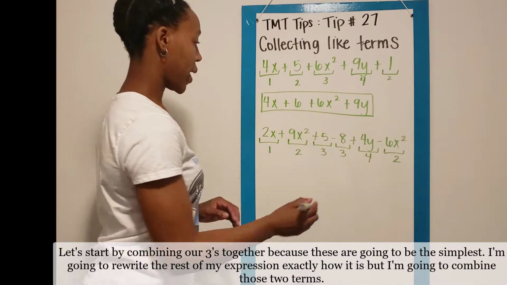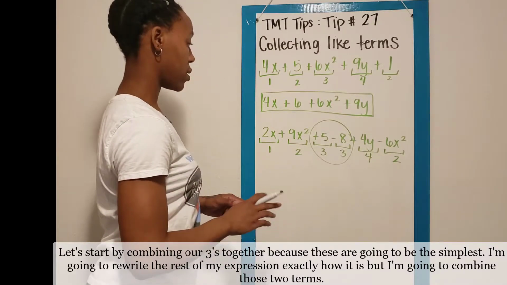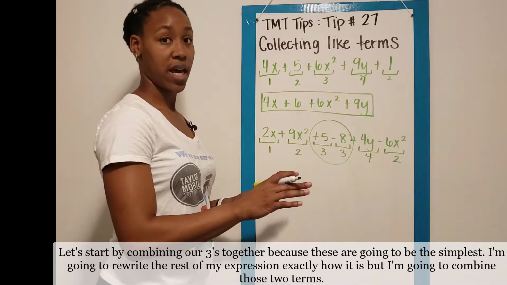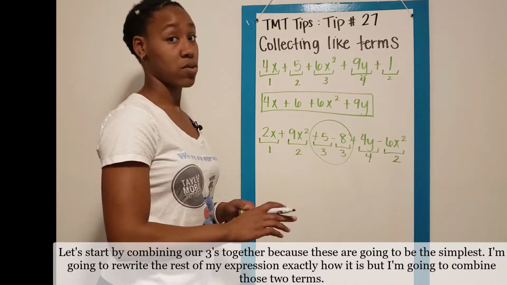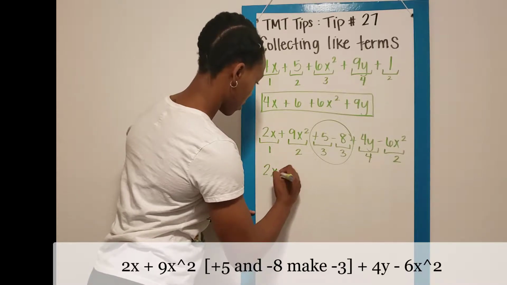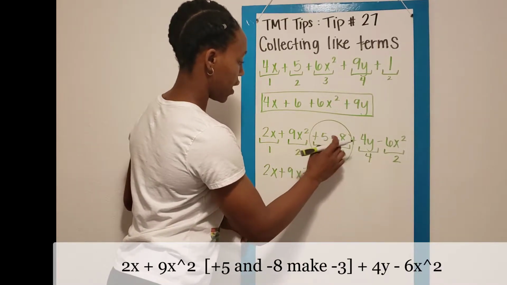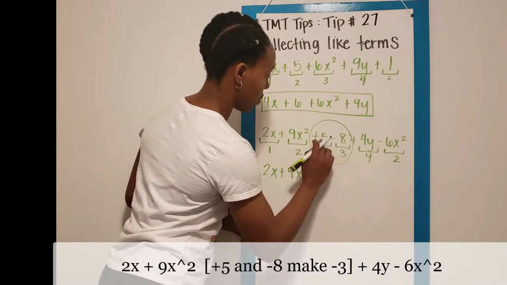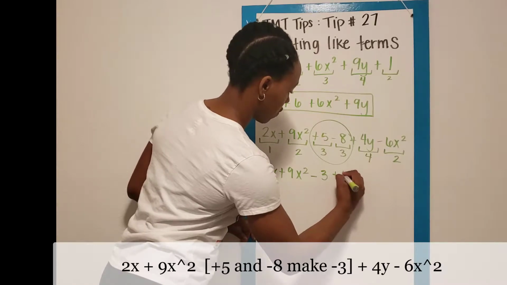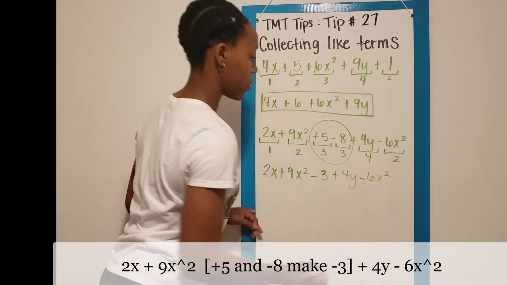So let's start by combining our 3's together because these are going to be the simplest. So I'm going to rewrite the rest of my expression exactly how it is, but I'm going to combine those 2 terms. 2x plus 9x squared. Positive 5 and negative 8 make negative 3. Plus 4y minus 6x squared.